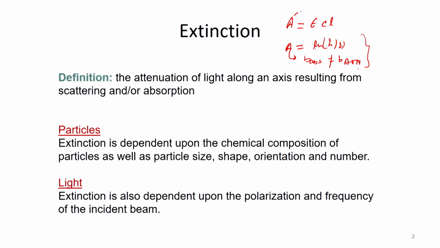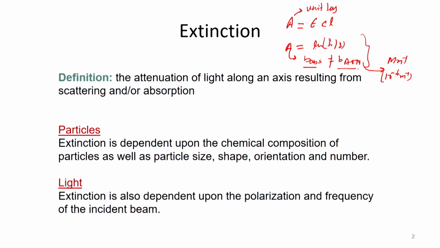Remember, this absorbance is actually unitless, but when we report the absorption coefficient and the attenuation coefficient, the unit becomes 10 to the power minus 6 meter inverse. So this is the only difference, but it is a very big difference between the two that we have.